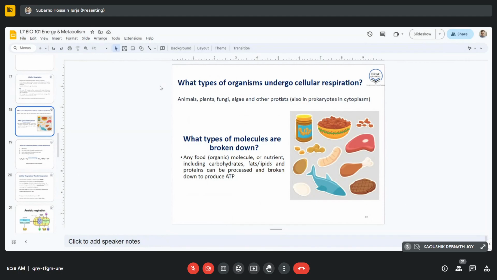ATP. And every single living organism, plants, fungus, algae, protists, prokaryotes, they all carry out cellular respiration. Viruses do not carry out cellular respiration, which is why, again, one of the reasons we do not consider them to be living organisms.